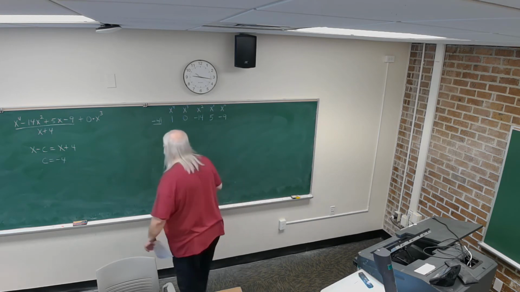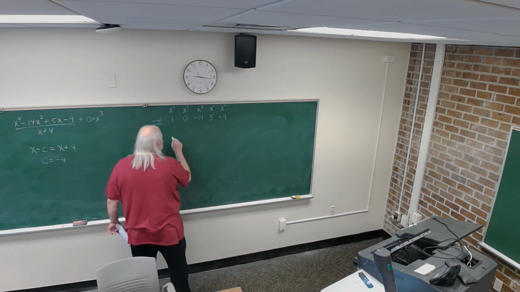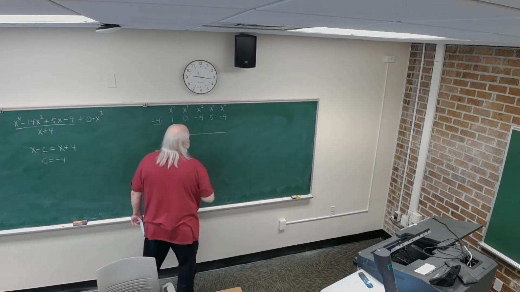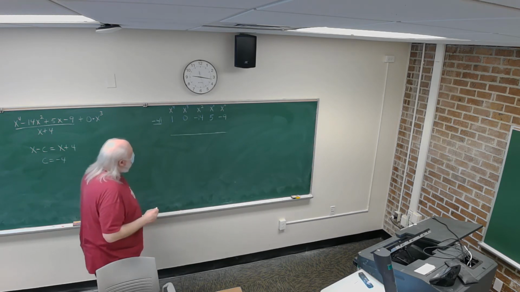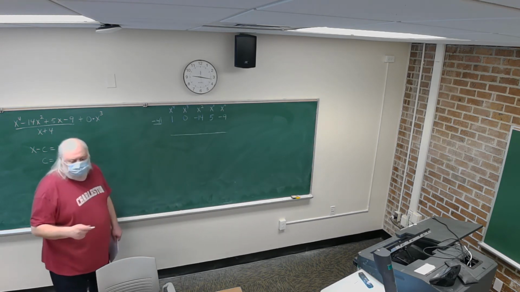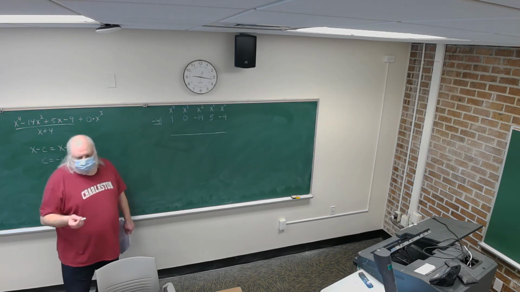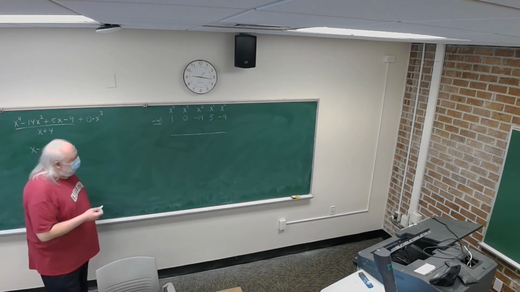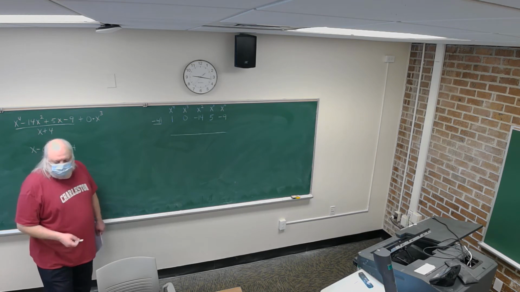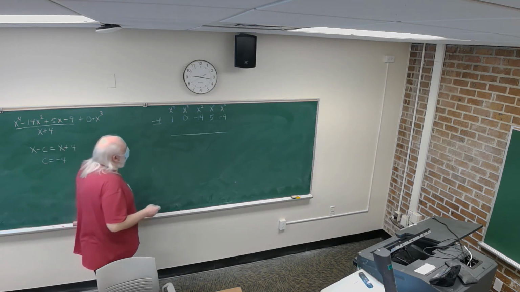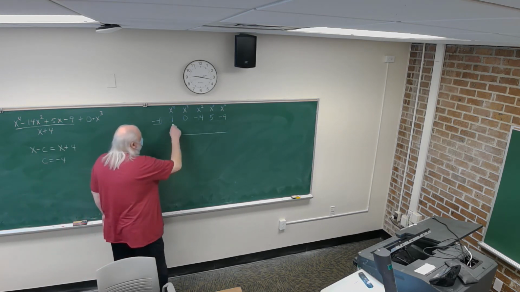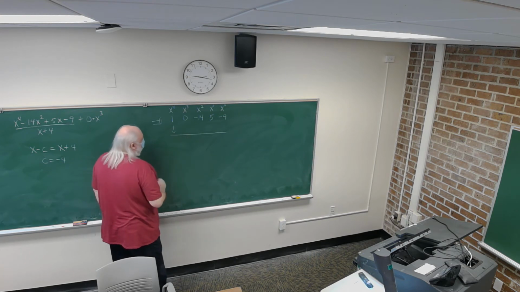Leave a space, an empty row, and draw a horizontal line. All this is on video. If this is your first time learning synthetic division and you miss something, you can review the video. First step, bring the 1 down.